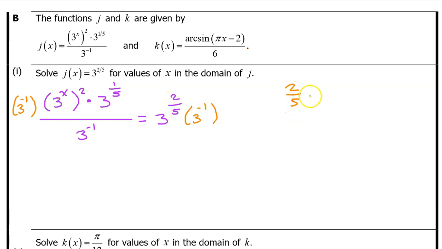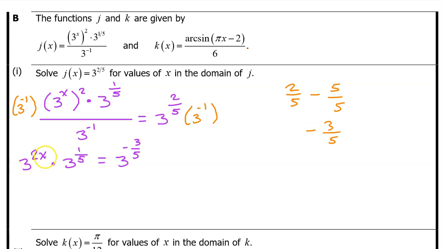So we're going to have to do 2/5 plus negative 1, which is really just 2/5 minus 1. And 1 is the same as 5 over 5. 2/5 minus 5/5 is negative 3/5. So that will be the new exponent after we multiply these together and add the exponents. Also, when you raise a power to a power, you multiply. So 3 to the x squared is the same thing as 3 to the 2x.